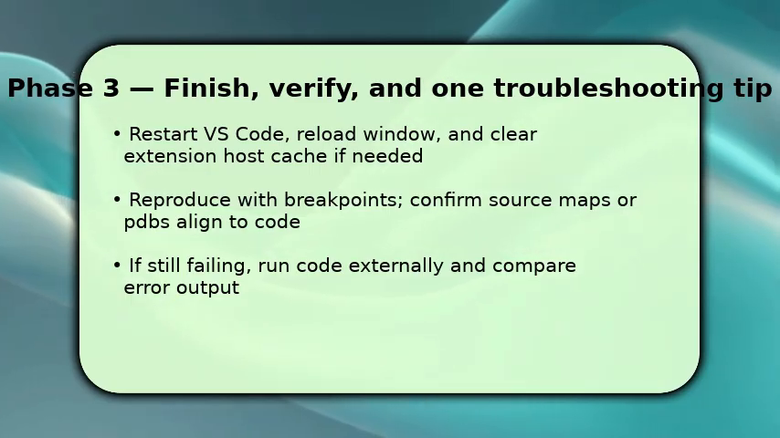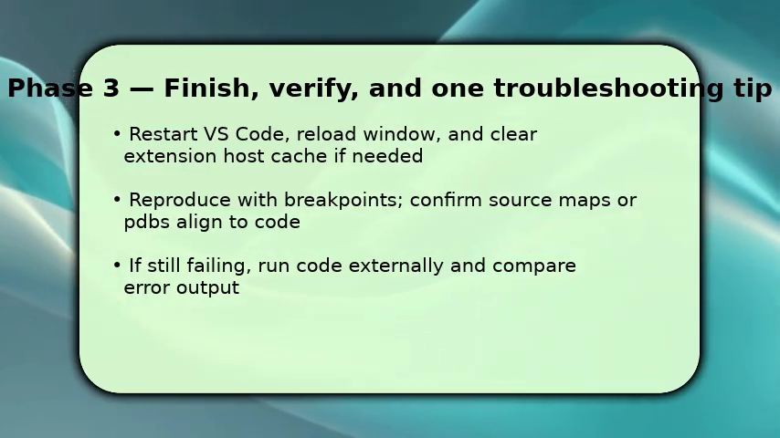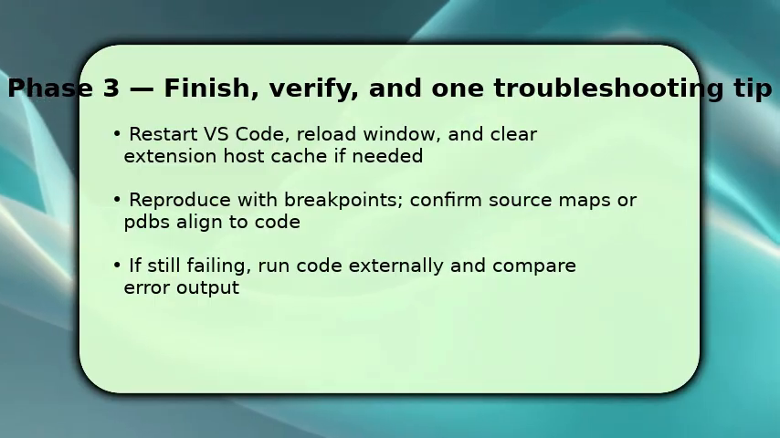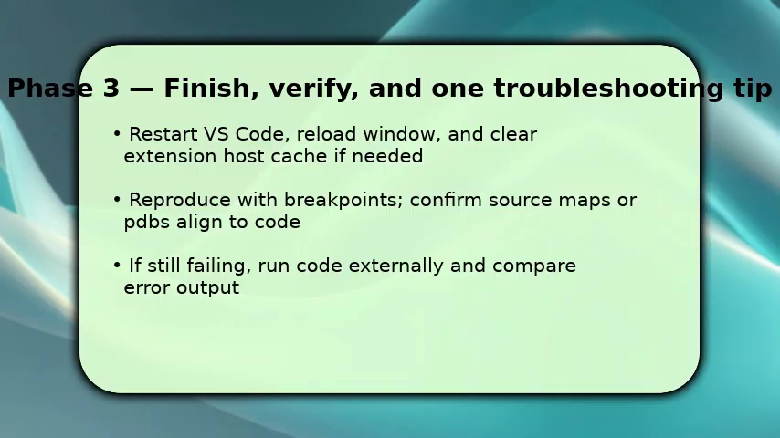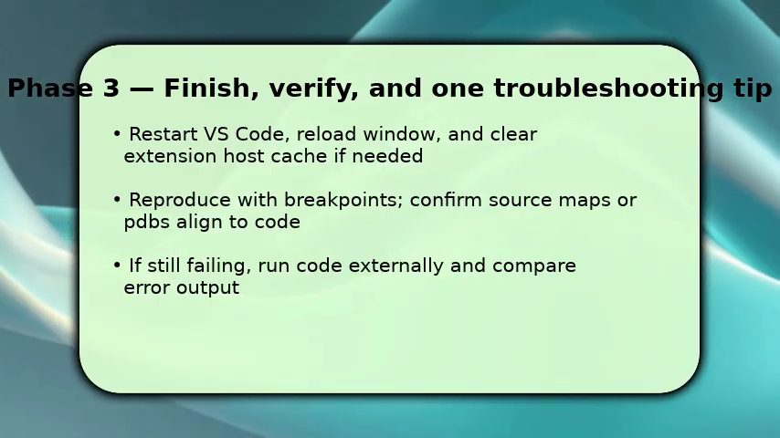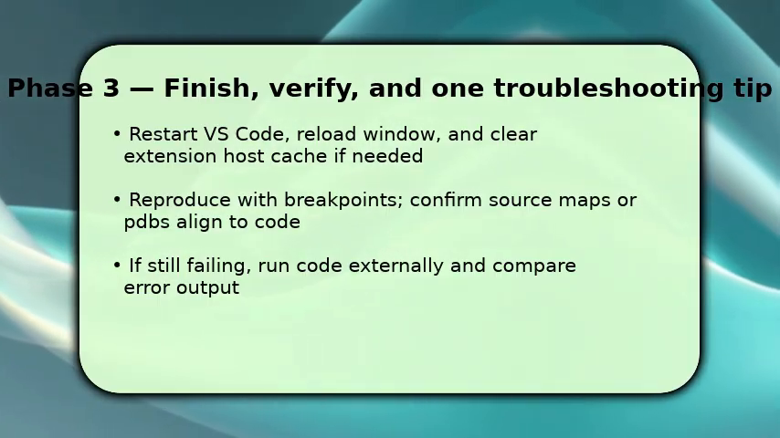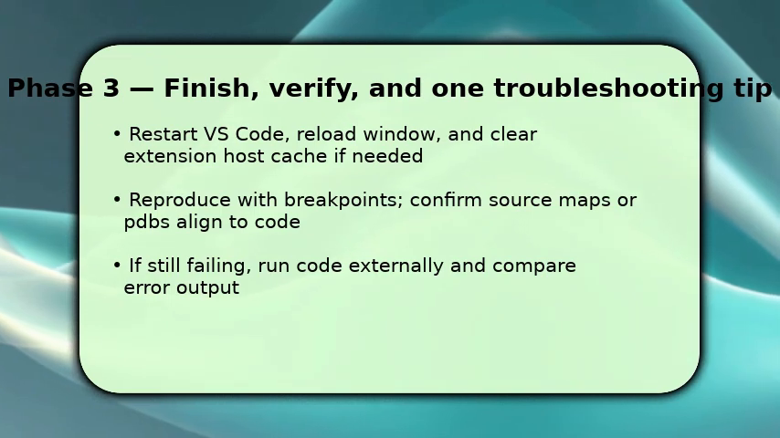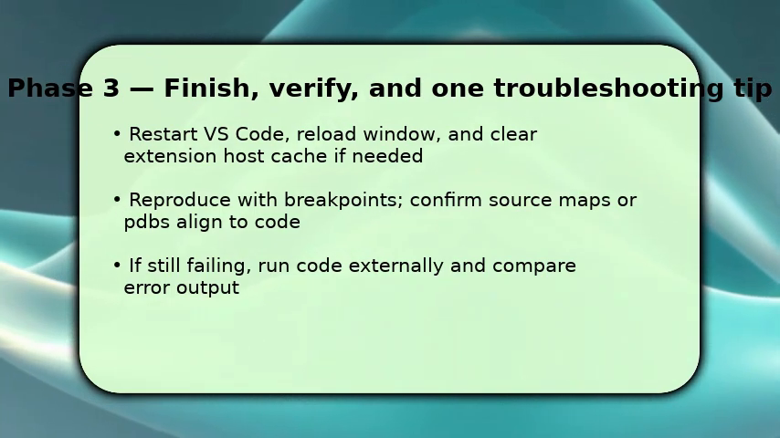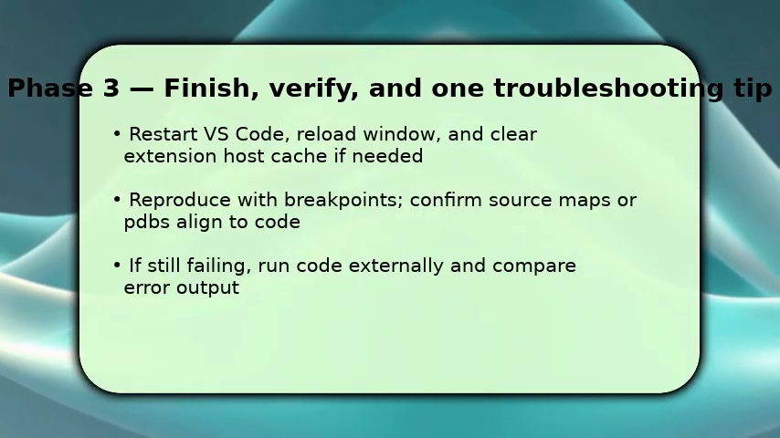If problems persist, run the same command outside VS Code and compare outputs. That isolates editor issues versus runtime errors. Troubleshooting tip. If errors are inconsistent, disable extensions one by one. A misbehaving extension often causes intermittent run failures.